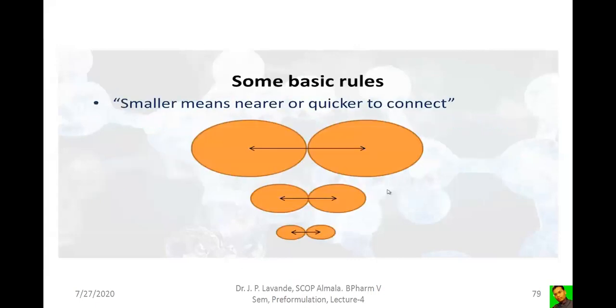Now some basic rules are there, for example, the smaller one is nearer and quicker to connect. Just take an example of two different balls. One is the football, another is the small ball. In the case of the football, the distance between the centers of the two footballs is very high. Whereas if we go on reducing the size, that leads to a reduction in the distance or the contact.